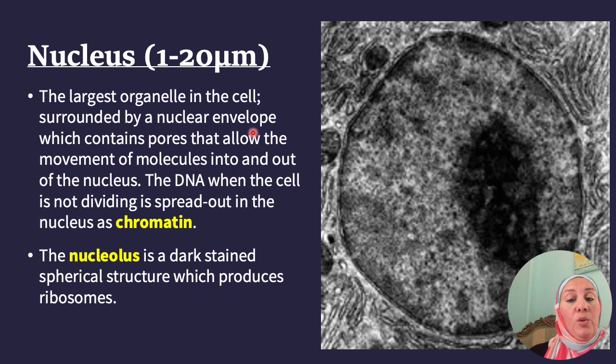Now remember how many membranes surround the nucleus? Who remembers? I hope you remember there are 2 membranes, and in the middle you might find certain spots that we will call pores. We'll talk about that right now. They contain pores that allow the movement of molecules into and out of the nucleus. The DNA is concentrated in this place.